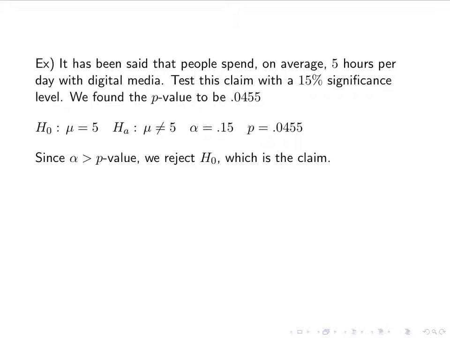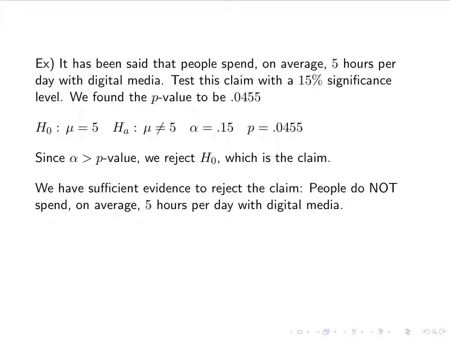Alpha is greater than the p-value, so we reject h0, which again is the claim. So we have sufficient evidence to reject the claim. People do not spend, on average, 5 hours per day with digital media. And again, I'm not saying they spend more, I'm not saying they spend less, I'm just saying it's not 5. Right?